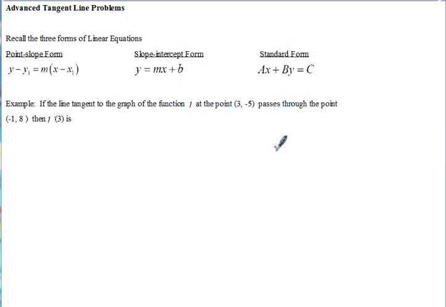These are the notes for AP Calculus on the topic of advanced tangent line problems. So let's first recall the three forms of linear equations. The one we traditionally use for tangent line problems is point-slope form. That tends to be the easiest to start with.